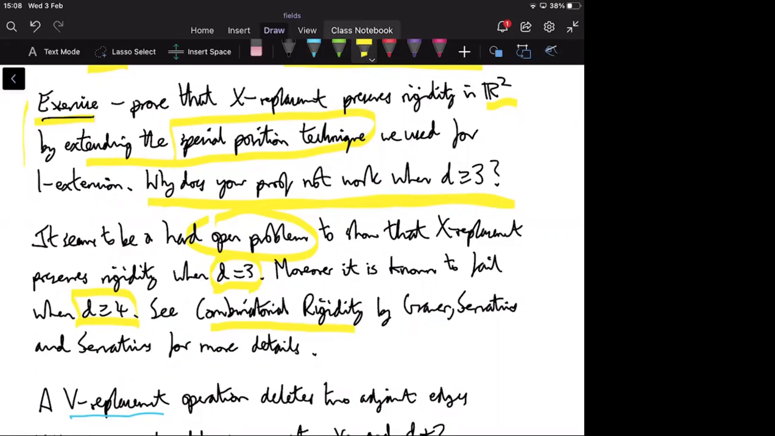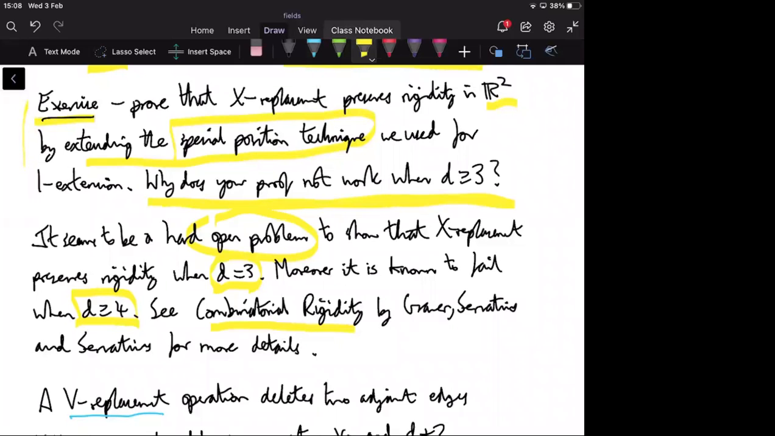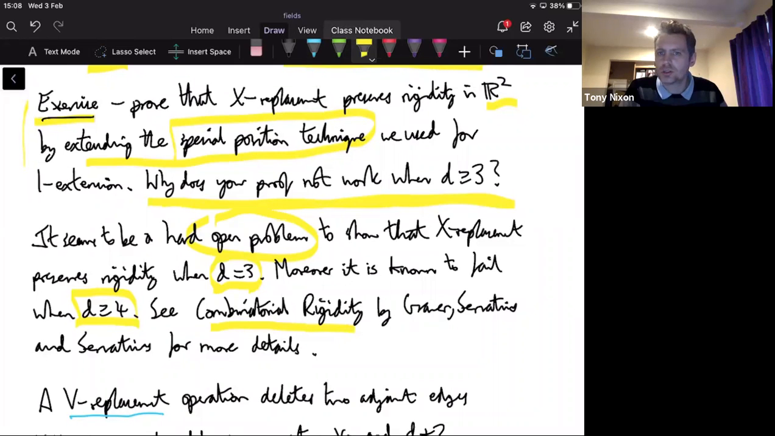You could almost say that X replacement is only interesting in dimension 3 then? Yeah. It's easy to show rigidity in dimension 2, and it's not really crucial for any of the results I mentioned in this course. In dimension 2, maybe it's not interesting. In dimension 4, it's false, so maybe it's not interesting. Yeah, so that makes sense.